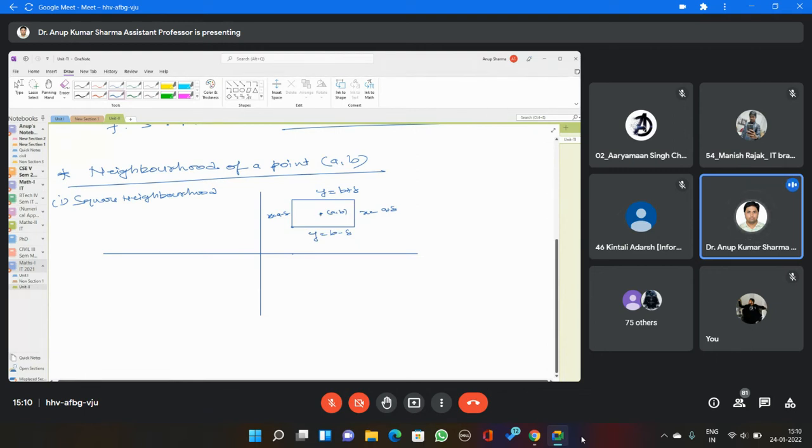Square neighborhood, just like we have for single variables, occurring either on the x-axis or y-axis, something like that. But in the function of two variables it is occurring in both. But not only this neighborhood, there is another one also, that is the circular one.